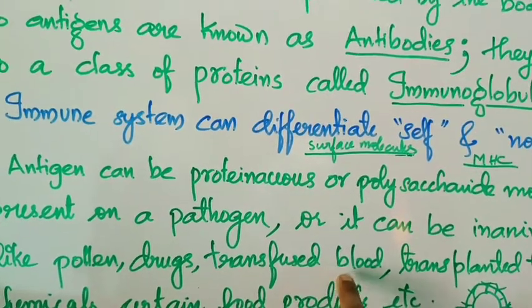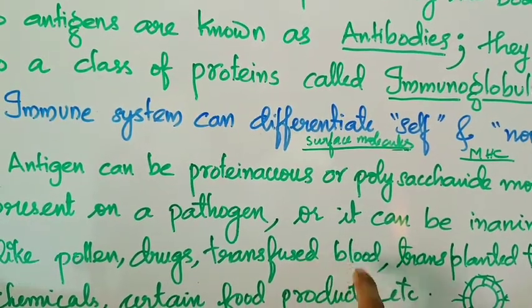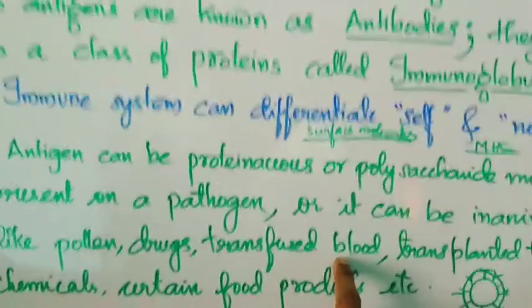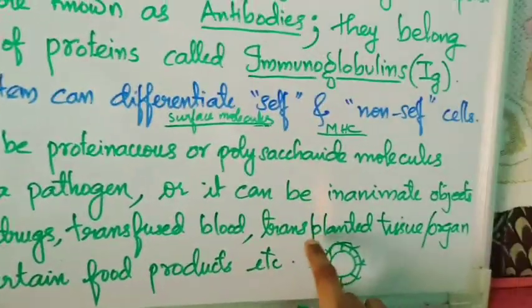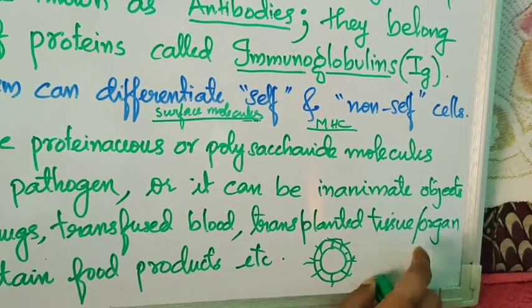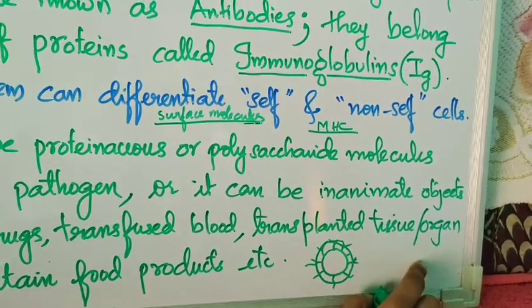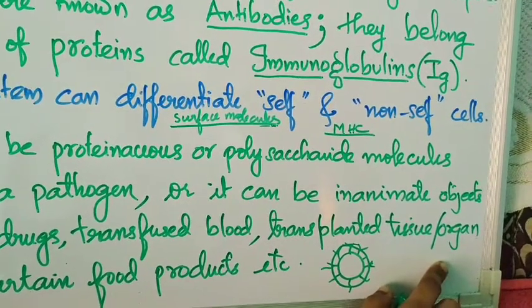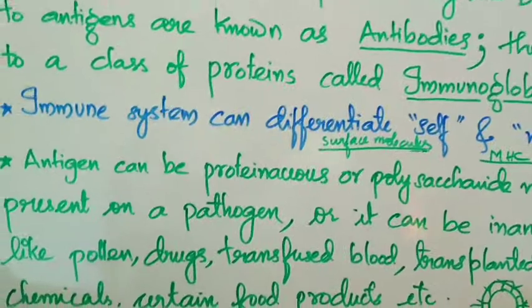Now transfused blood from a mismatched donor can also act as antigen and trigger the immune system. Transplanted tissues or organs, you must have heard of tissue rejection or graft rejection. So transplanted tissues or organs can also act as antigens and trigger the immune system.